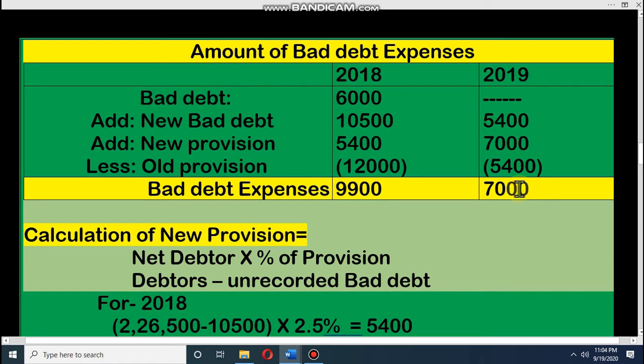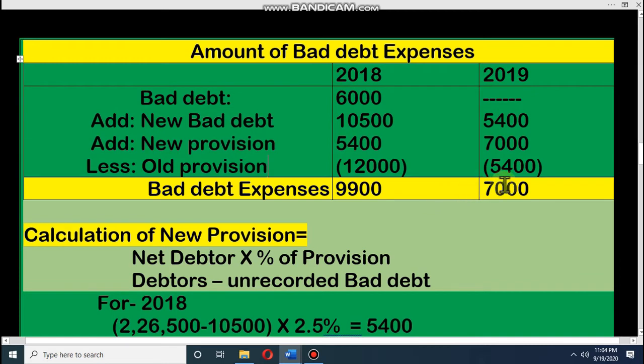Dear student, all of you understand how we can calculate bad debt expenses. Again I am telling you, you have to memorize bad debt plus new bad debt plus new provision less old provision. If you memorize this, you just have to put in the values for each year.